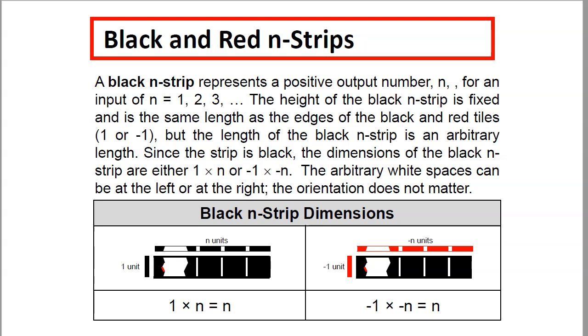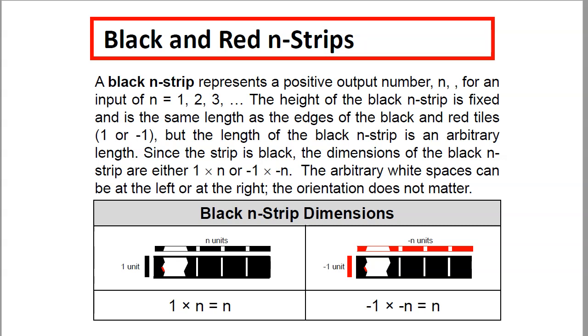The height of the black end strip is fixed and it's the same length as the edges of the black and red tiles, so 1 or -1. But the length of the black end strip is an arbitrary length. Since the strip is black, the dimensions of the black end strip are like all black arrays. They will either be 1 by n or -1 by -n. You can think of it as n black tiles.